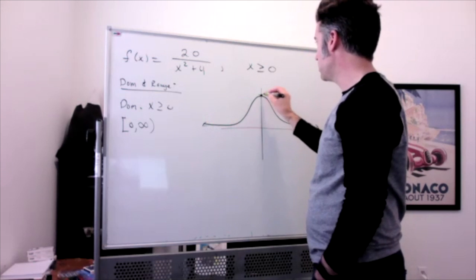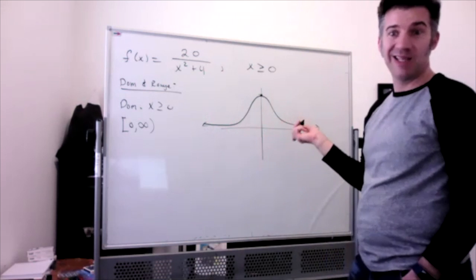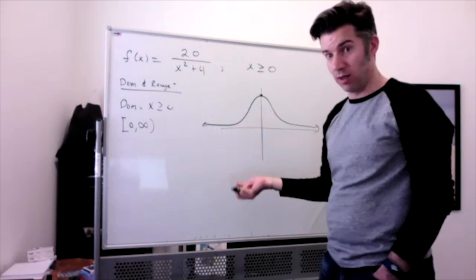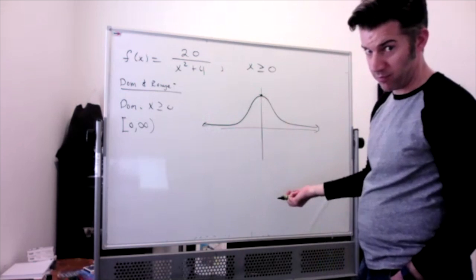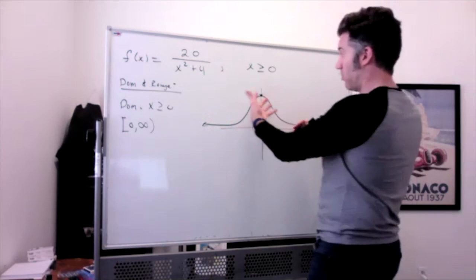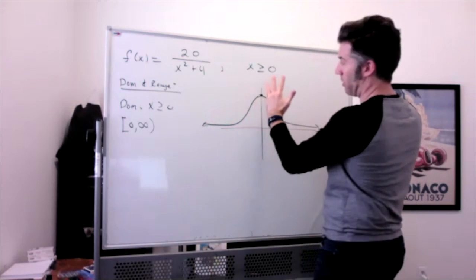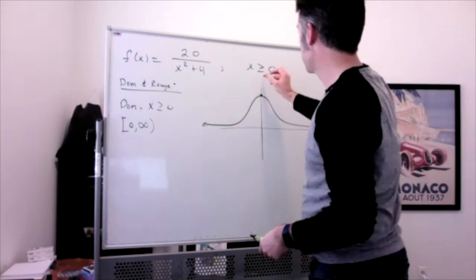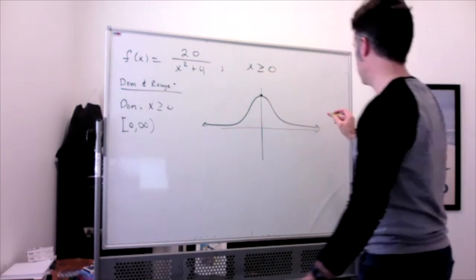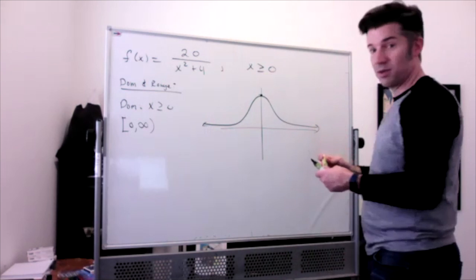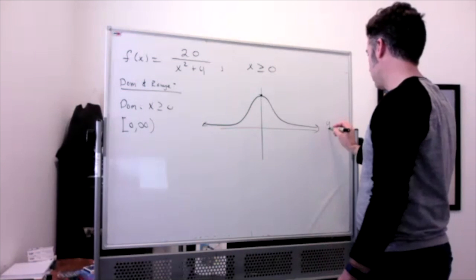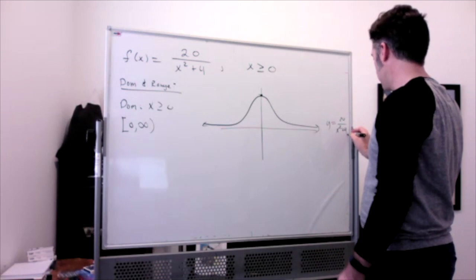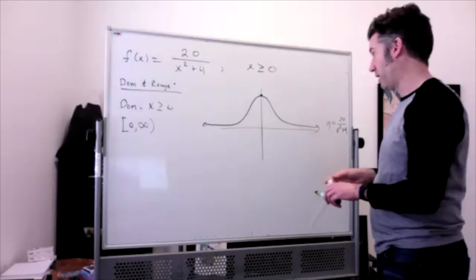And the problem is, this function doesn't pass the horizontal line test. It's not one-to-one, so it's not invertible. If you interchange x and y, if you flip this graph across the line y equals x, it looks like this. Let me write this here. This in black is y equal to 20 over x squared plus 4. And in red, I'm going to switch x and y.